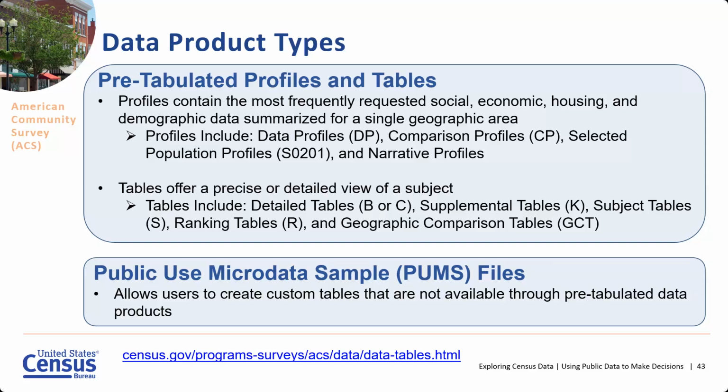Tables provide a precise or detailed view of a subject, so they are the best source for the most comprehensive ACS tables. And if you are not able to find an existing table to meet your needs, we also offer public use microdata sample, or PUMS, files that allow you to create custom tables. PUMS files contain a sample of individual records of people and households that responded to the survey, but of course, stripped of all identifying information. But this information is best for data users with expertise in using statistical packages.